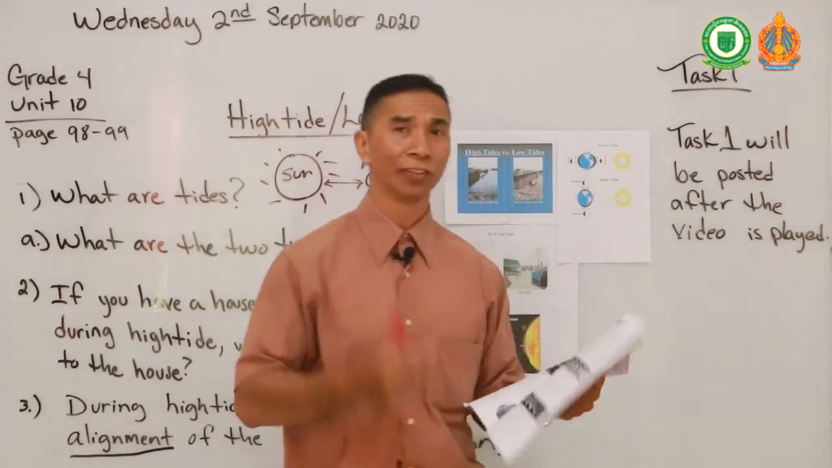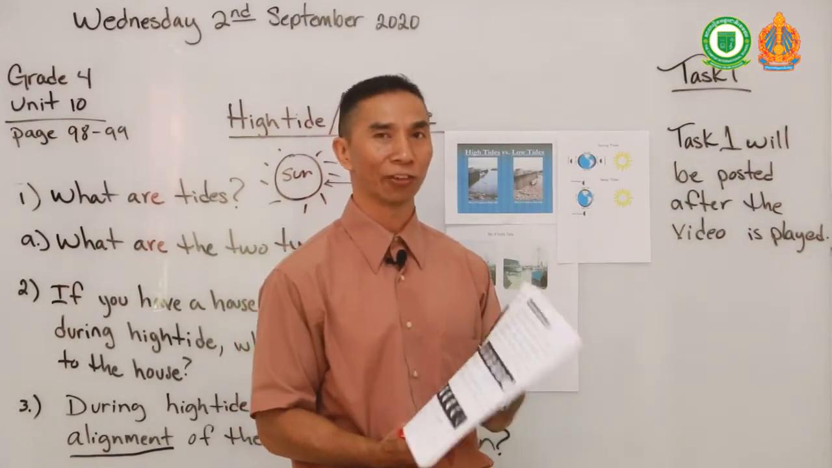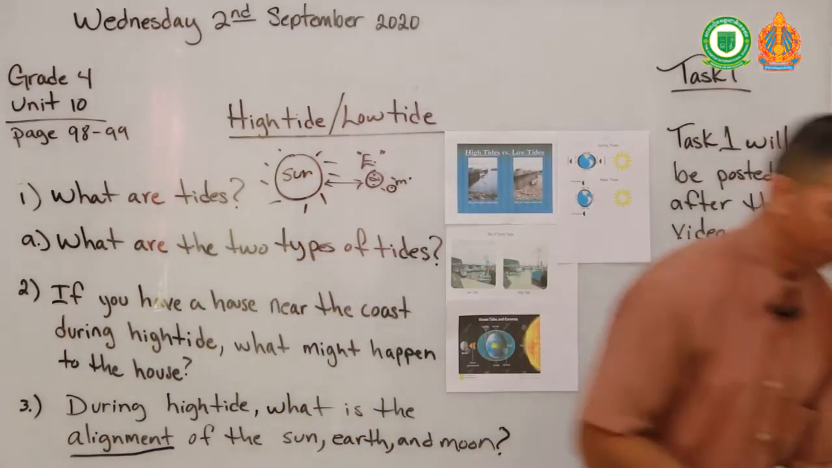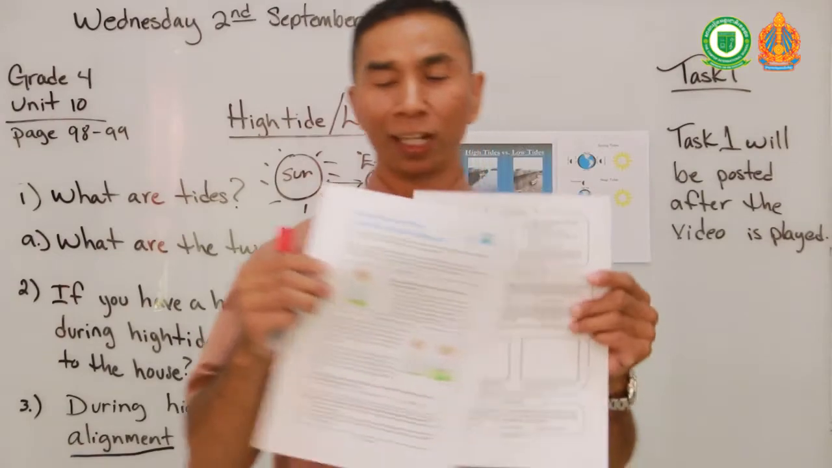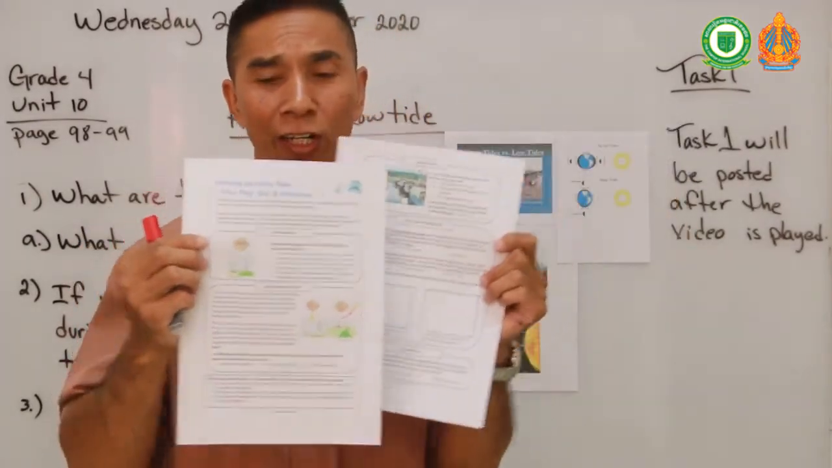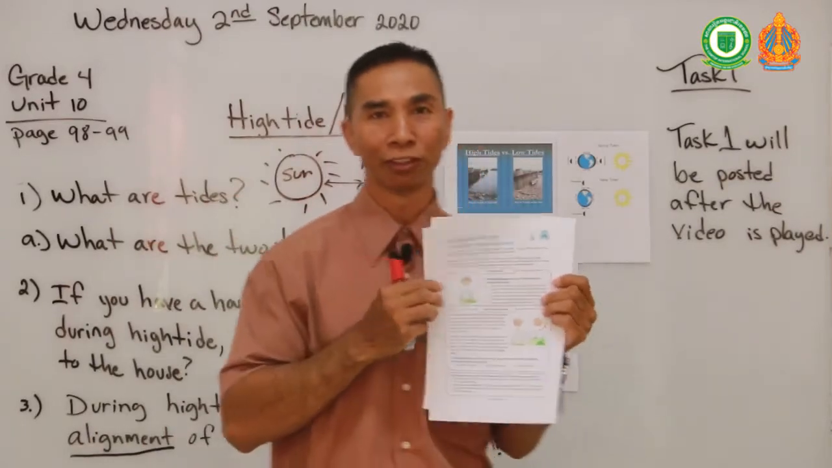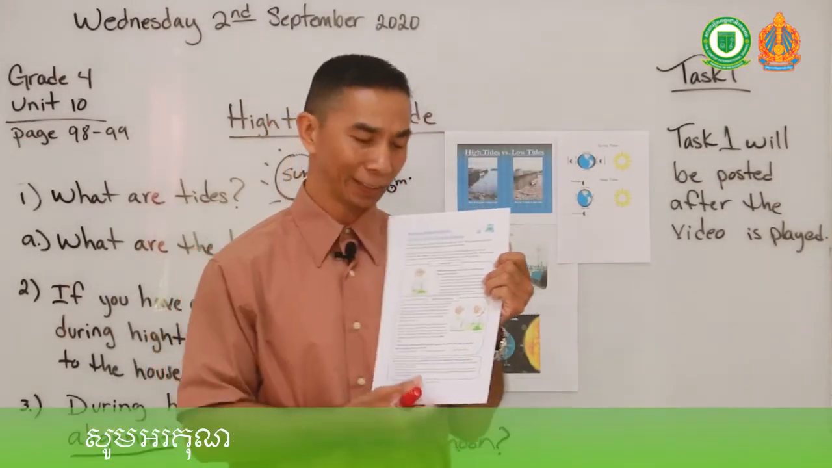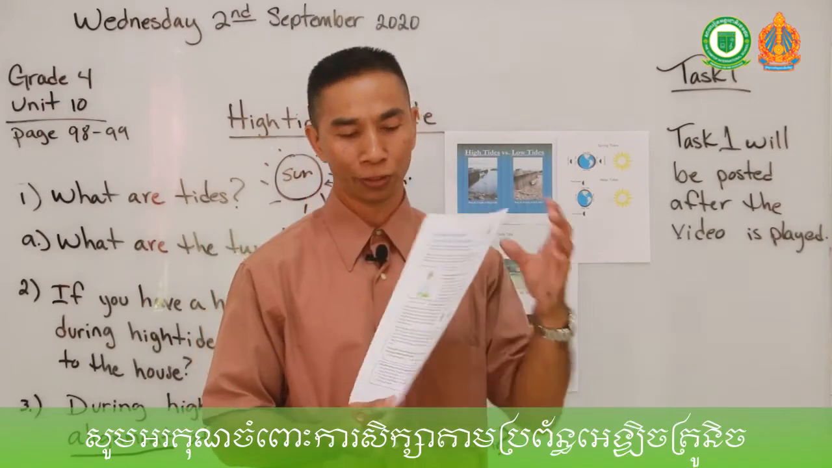And after this video, let me know that you have finished watching it, and I will post your first task. Your first task will consist of 2 pages, a lot of reading, writing, and some drawings of the positioning of the moon, okay? I will give you 30 minutes to complete this task. Once you complete it, let me know and I will correct it for you.